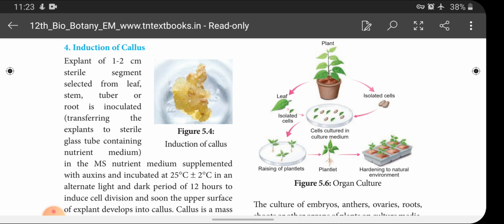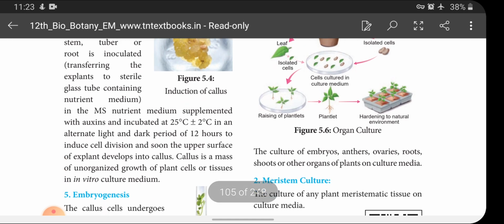How to induce the callus? We have to take the explant either from the leaf part, stem part or tuber part of the plant, and transfer it to a sterile glass tube containing nutrient medium. After taking the explant out of the plant body, it should be transferred into a glass tube containing the nutrient, that means the MS nutrient medium. And the auxin also we have to supplement.